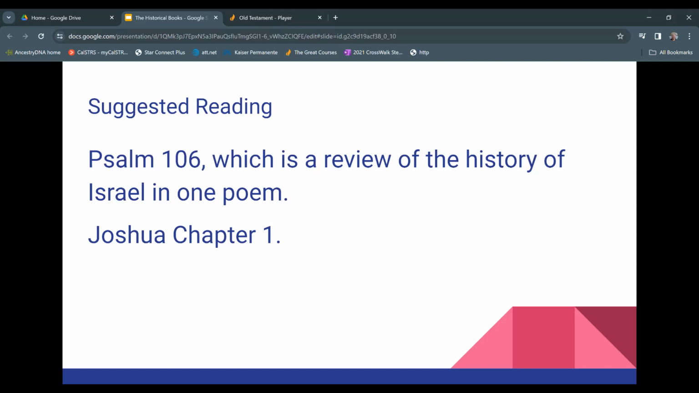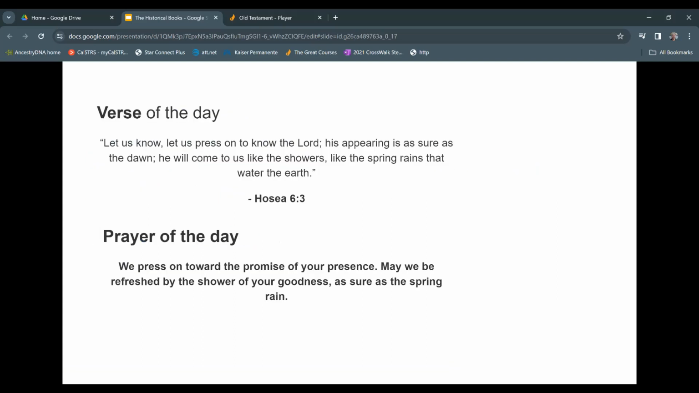As I'm recording this, it's a beautiful sunny day and we've just had showers and the air smells so good. And I just brought to thought this verse to close our lesson. Let us know, let us press on to know the Lord. His appearing is as sure as the dawn. He will come to us like the showers, like the spring rains that water the earth. It's from Hosea chapter 6, verse 3.